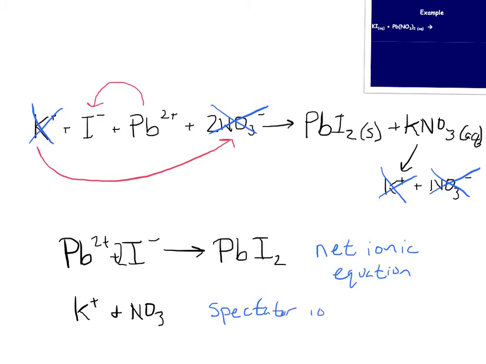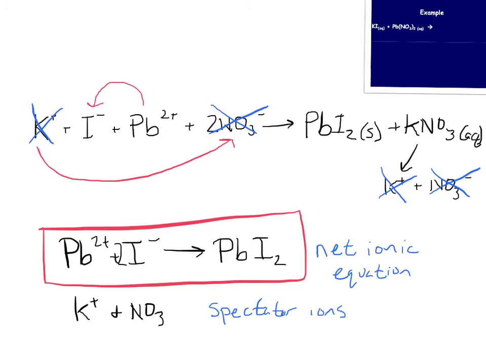Not saying they're not there, not saying they don't exist. They do exist, but they just don't play a role in the reaction because they themselves are not chemically changing. So why write them in? This right here, when I ask you for the net ionic equation, that's what I'm looking for. It shows just what reacted.